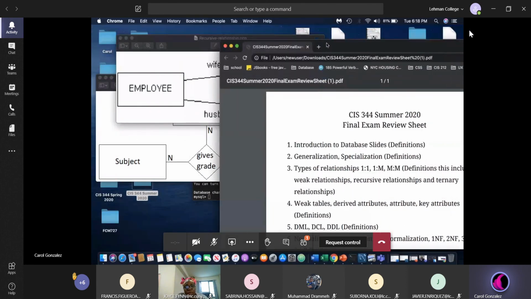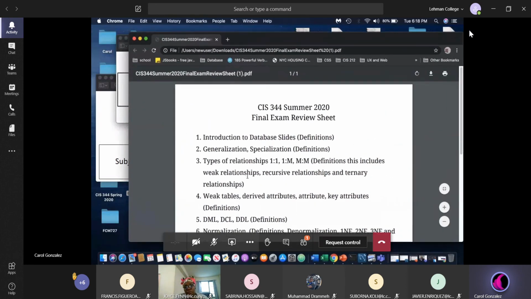Here we go. When we think about weak relationships, we have to think about when you have a weak table. Weak relationships or weak tables have a dual with one another. A weak table means that the table cannot exist without the parent. We're looking at, for example, customer and orders. So let's say we have a customer and order table.